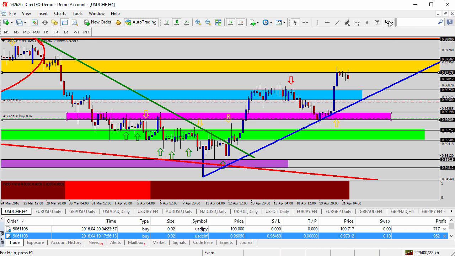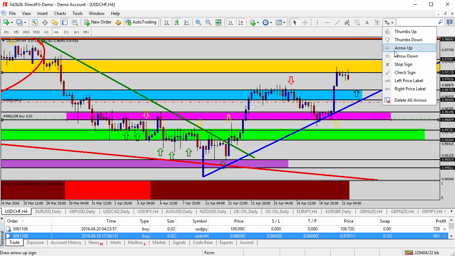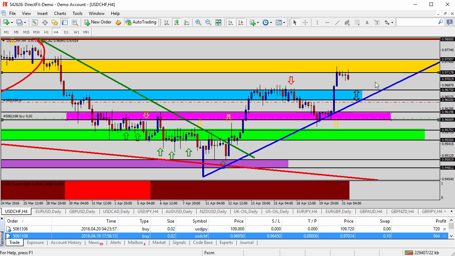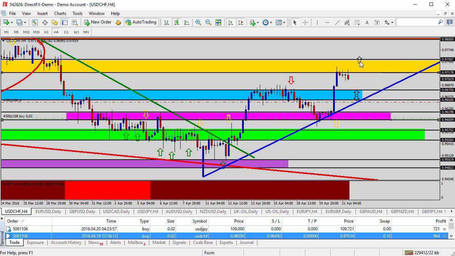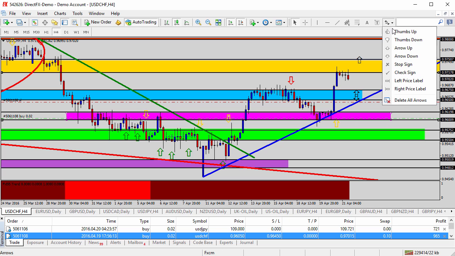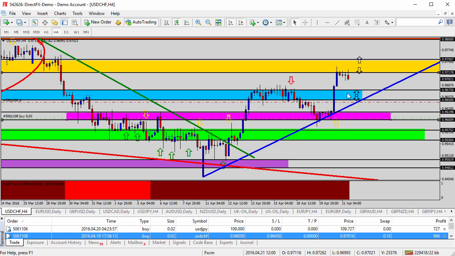So that's what I'm looking for today, a hold of support. We don't want it to break underneath the blue shaded area because that's where our stop loss is currently. Like to see some positive movement. A break above 97.50 continues the upward journey. Currently, of course, finding resistance right there at the yellow shaded area.